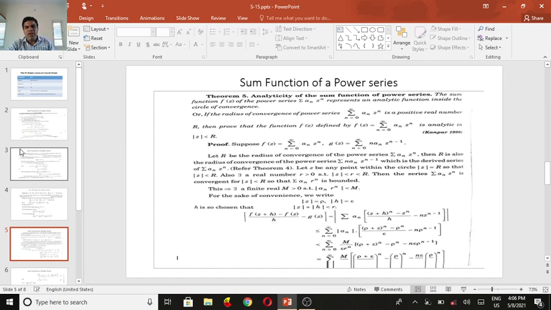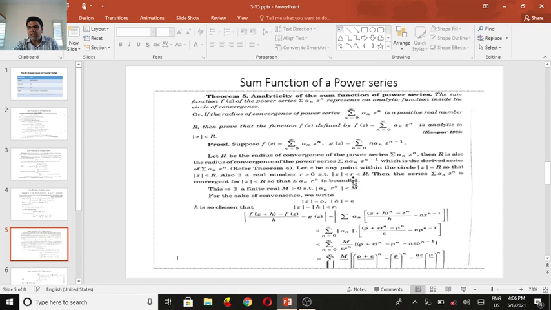Let R be the radius of convergence of the power series summation a_n z^n. Then R' is also the radius of convergence of the power series n a_n z^(n-1). So R is the radius of convergence of the power series f(z), and R' is the radius of convergence of the power series g(z), which is the derived series of summation a_n z^n.